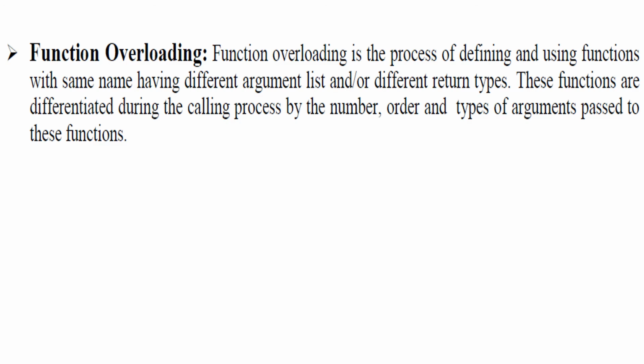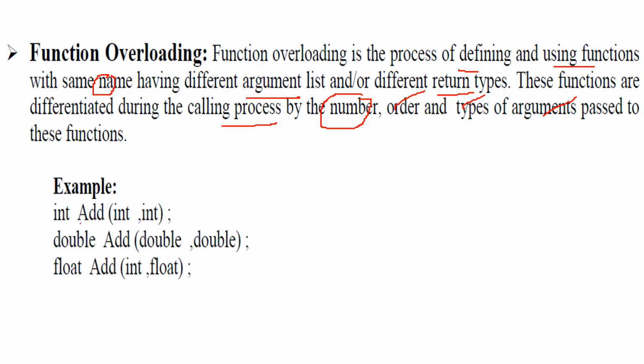Function overloading is the process of defining and using functions having the same name. They may have different argument lists and different return types. These functions are differentiated during the calling process by the number of arguments, the order of the arguments, and the types of arguments passed to them. For example, these three functions have the same name, but the types are different. This one has an integer, the other has a double. The return type is also different.